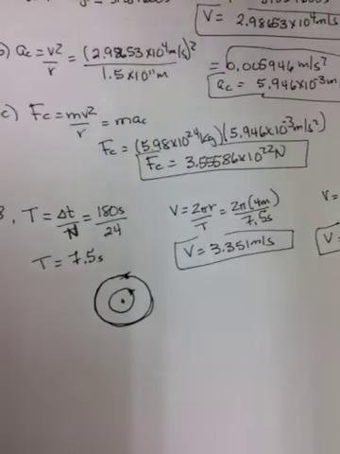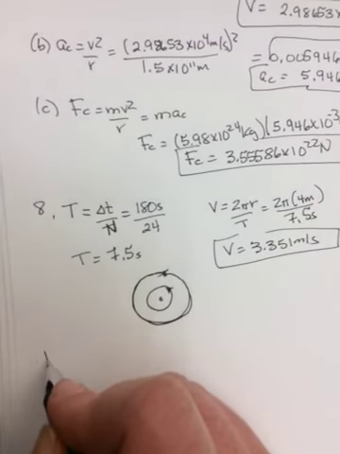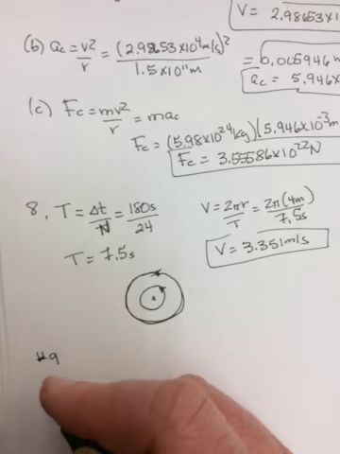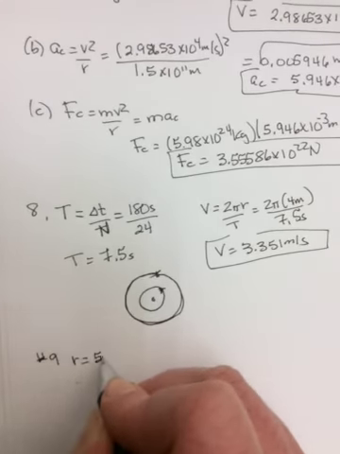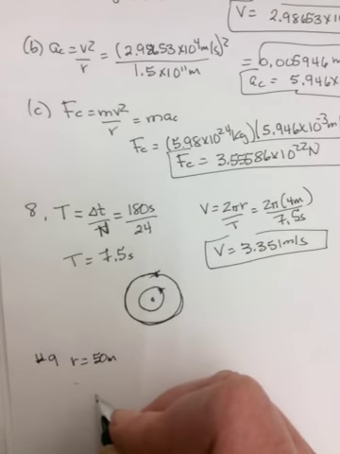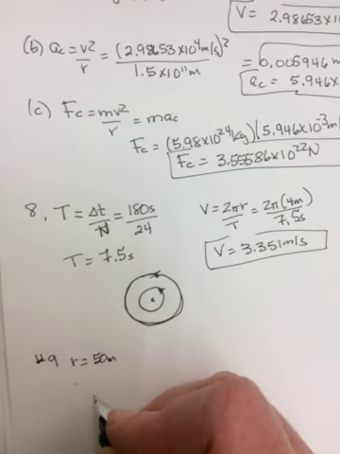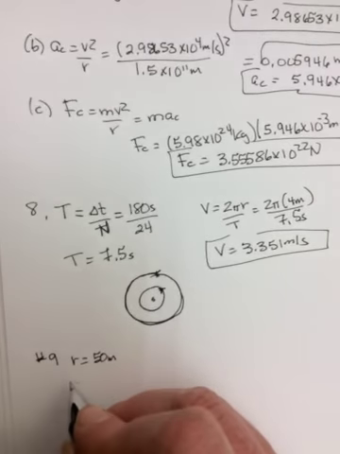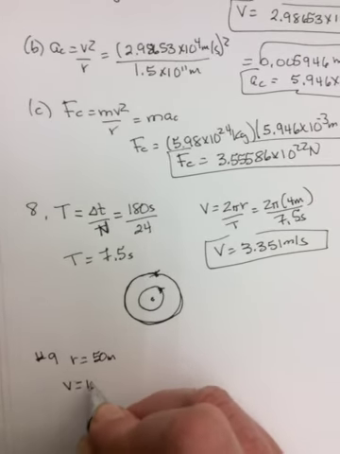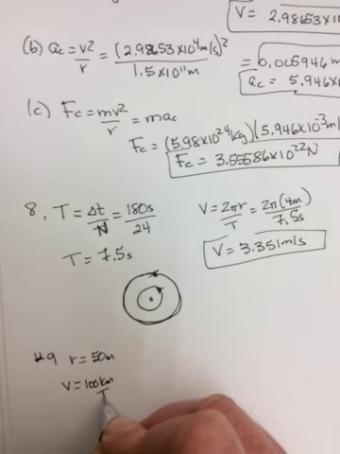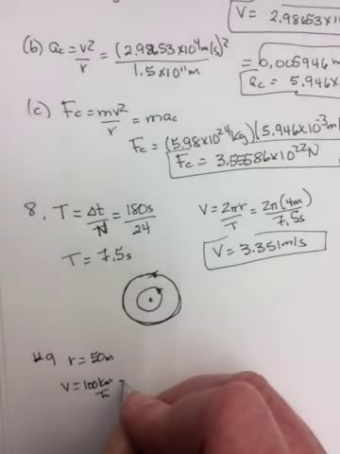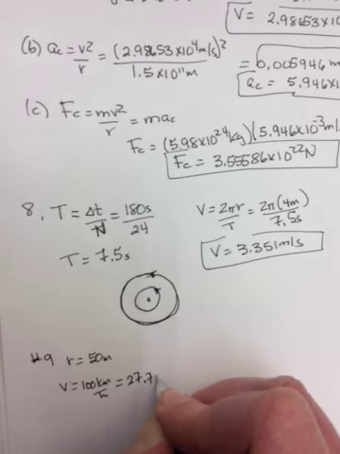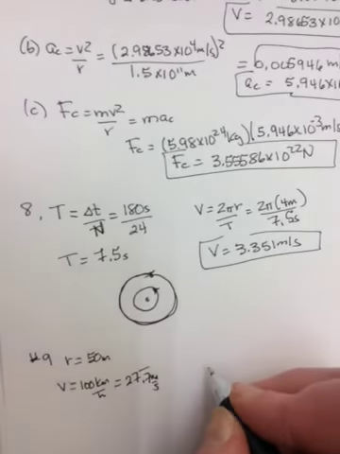All right, flip to page. Number 9 says, a stock car travels around a curve that has a radius of 50 meters. So r is 50 meters. What angle must the curve be banked at if the car is to go around at 100 kilometers per hour? So v is 100 kilometers per hour. And it says assume frictionless. So that means you're perfectly banking it for this speed. And this is 27.7 repeating meters per second.